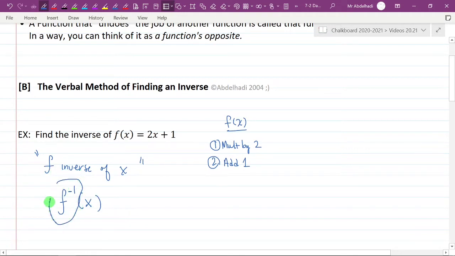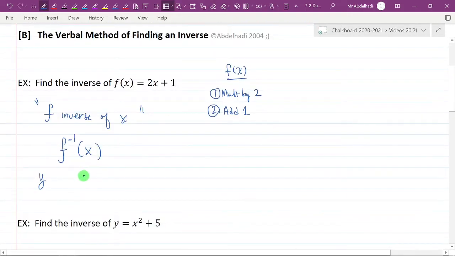This right here is f inverse. Okay? Now, let's say you have a y. The inverse of y would be y inverse like this, y inverse. So the little -1 power is actually not a power. It's just an abbreviation for the word inverse.